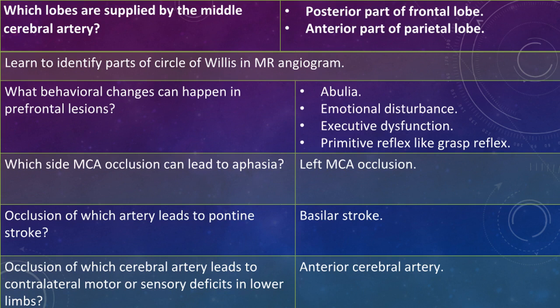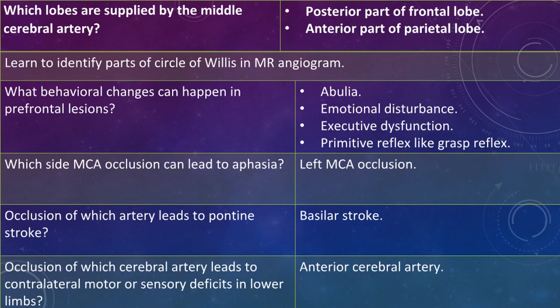Which side MCA occlusion can lead to aphasia? Left MCA occlusion. Occlusion of which artery leads to pontine stroke? Basilar stroke. Occlusion of which cerebral artery leads to contralateral motor or sensory deficits in lower limbs?